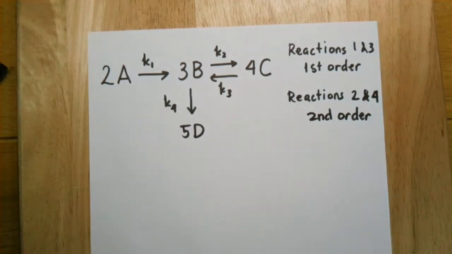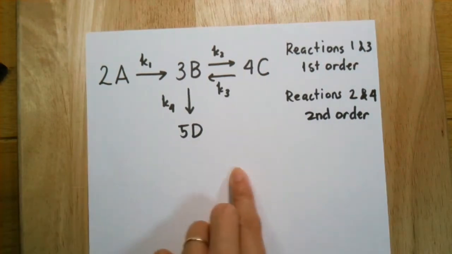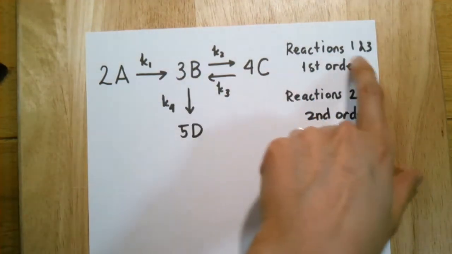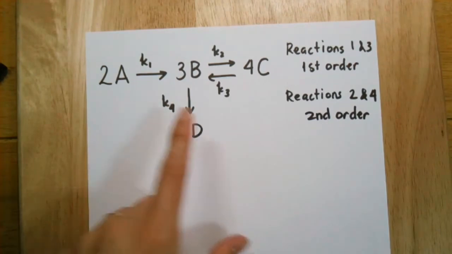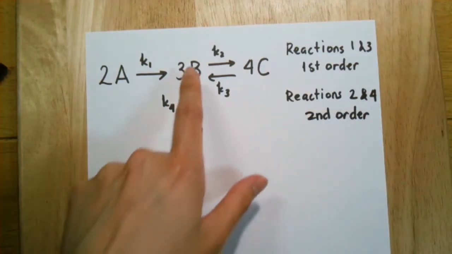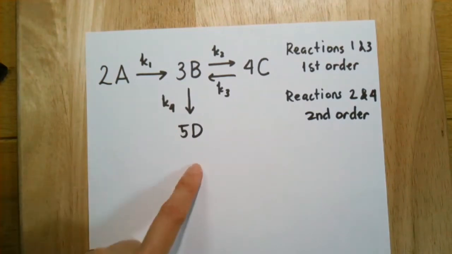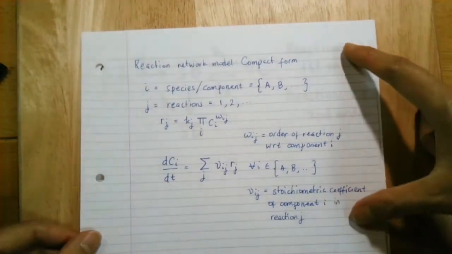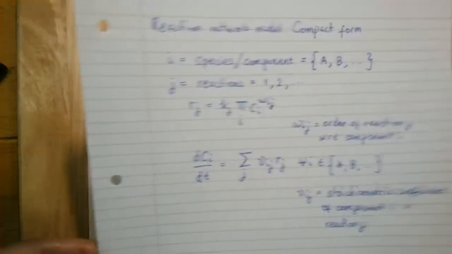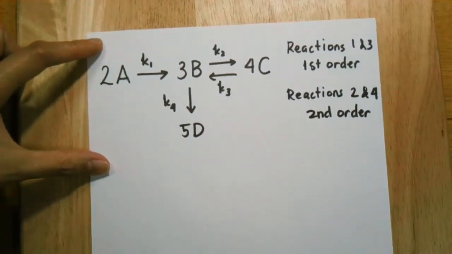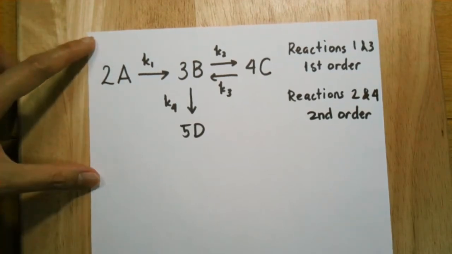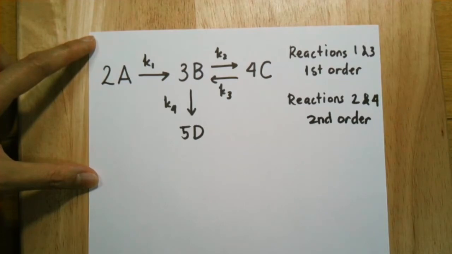Okay, so I have another exercise for you. Here is another reaction network. There are 4 reactions. Reactions 1 and 3 are first order, and reactions 2 and 4 are second order. I would like you to apply the reaction network model in compact form to derive the model describing the rates of change in concentration of the components. So pause the video now.